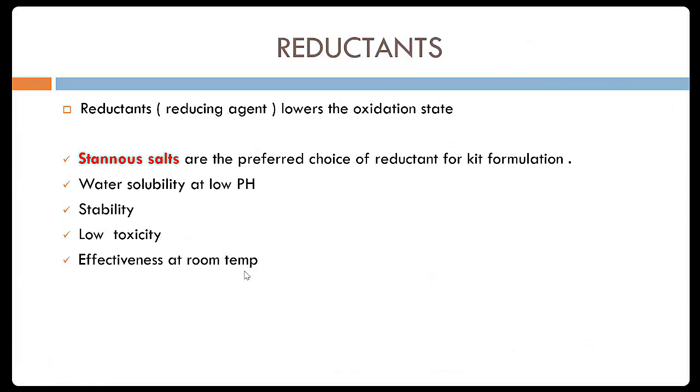Reductants are also called reducing agents. They will lower the oxidation state. If the oxidation state is higher, there will be more precipitation. So to reduce that, we use reductants. Stannous salts are used as the reductants.